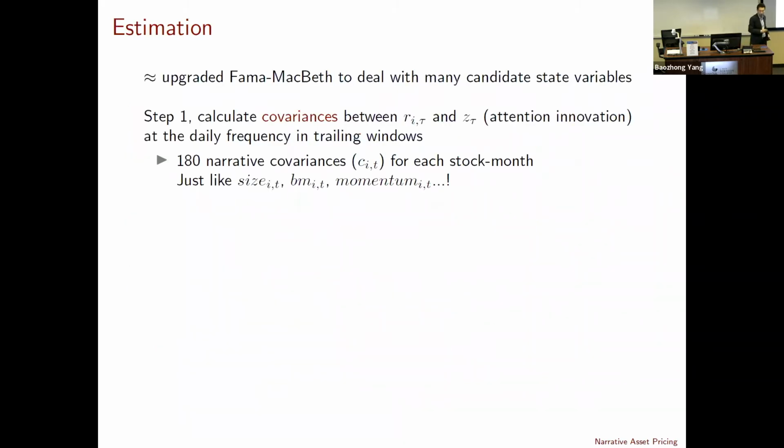Right? So the estimation process, you can think of that as some kind of an upgrade to the Fama-MacBeth two-step procedure. Step one is really similar to step one of Fama-MacBeth. Just run time series regressions, but here they give covariances between every stock's return and the 180 attention innovations, at the daily frequency, so it's a trading window. So basically every month, every stock, I have 180 narrative covariances. This is at a stock-month level.